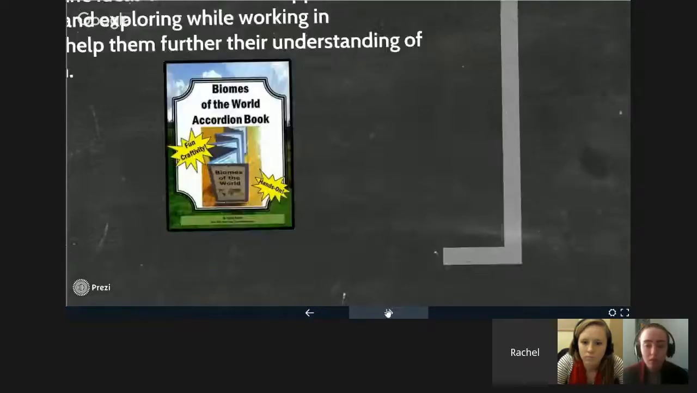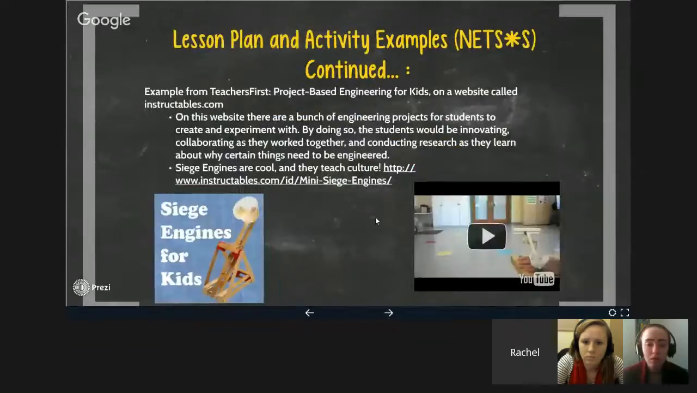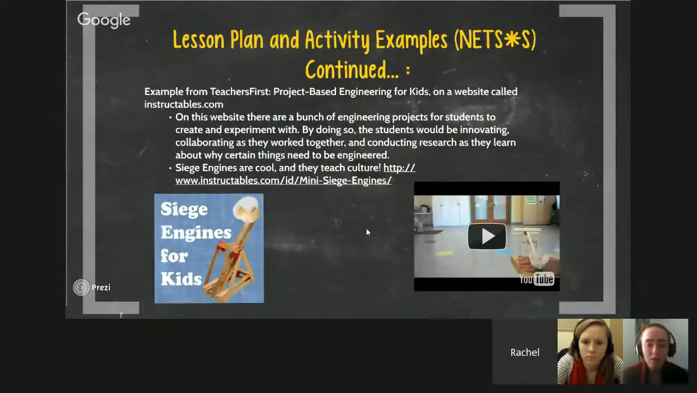And then we also have this second one. The students were creating siege engines for kids, which would be considered a STEM lesson. This is from Teachers First. It's project-based engineering for kids. It's a website called Instructables.com. On the website, there's a bunch of engineering products for students to create and experiment with.